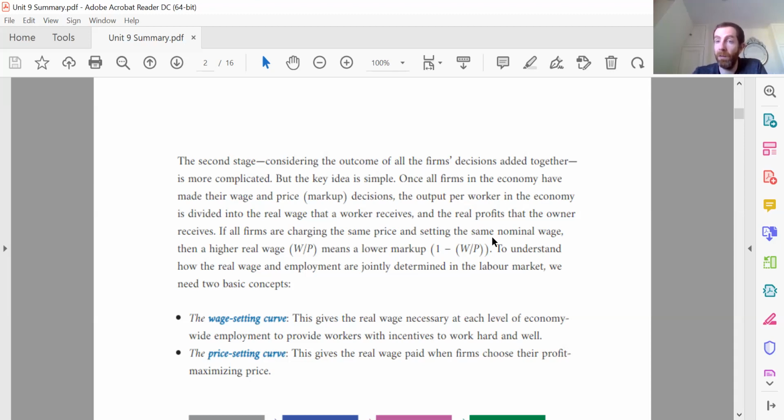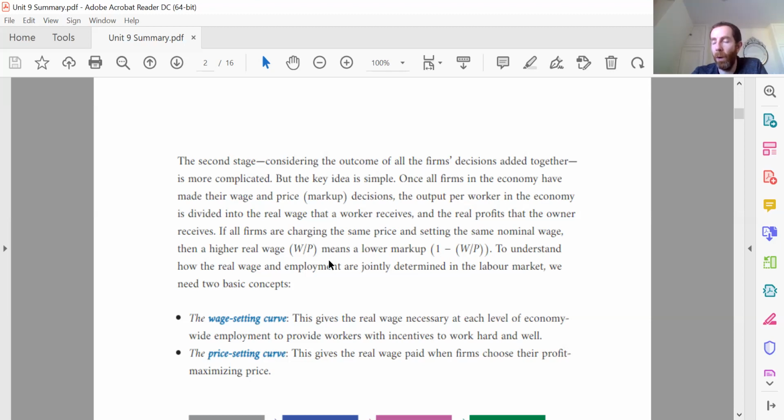Well, that is what the firms are going to pay the workers in order to get them to accept jobs and put in effort. So if all firms do the same things, then the price level will just be the same as the price each firm is charging, and the nominal wage will again be the same because all firms will make the same decisions.